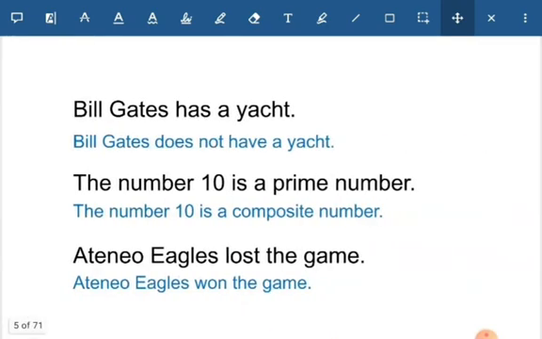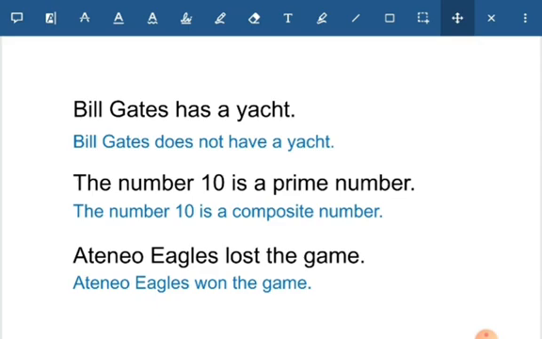Siyempre, yung kabaliktaran ng isang statement, nakadepende yung truth nun doon sa truth ng original statement. What do I mean? Ateneo Eagles lost the game. Ang kabaliktaran nun, they won the game, of course. So if the first one is already true, that they lost the game, the negation statement or the opposite statement cannot be true. Diba? If they lost the game, that means hindi sila nanalo. They didn't win the game.